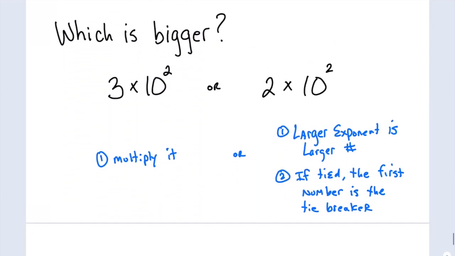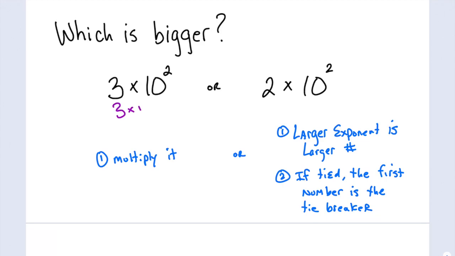Now, if we can write numbers in powers of 10, we should be able to look at numbers written in powers of 10 and decide which one's bigger and smaller. And you have 2 different strategies here. Your first strategy is the most work, but some of you are going to like this one. It is simply multiply it out, right?